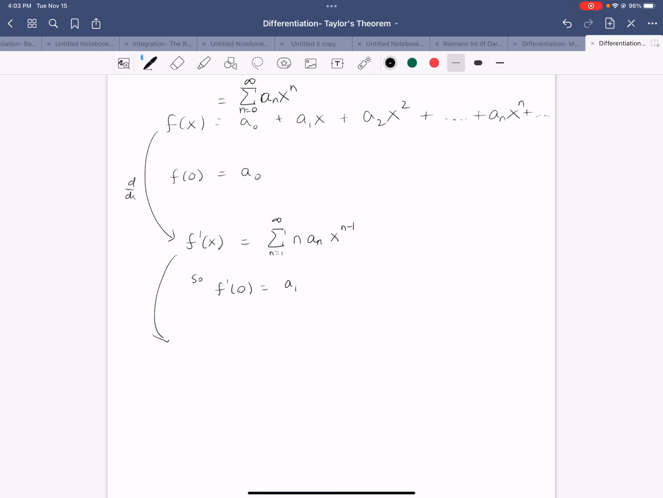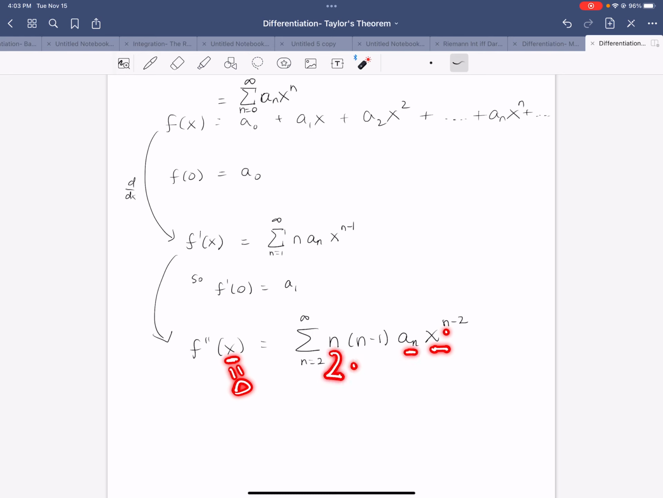And I can take the derivative again and get f double prime of x is going to be the sum of n, this time I'll have n minus 1, a sub n, and then x to the n minus 2, with n starting at 2. Now, if I plug in x equals 0, all of the terms will fall away except for 2 times 1 times a sub 2. So 2 a sub 2 is equal to f double prime of 0.